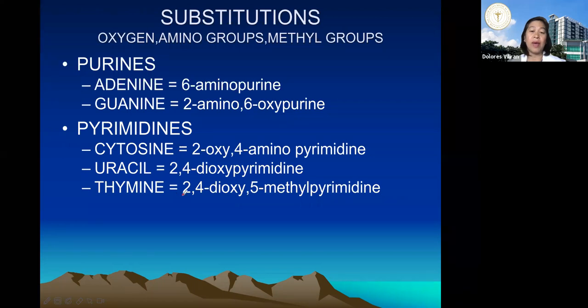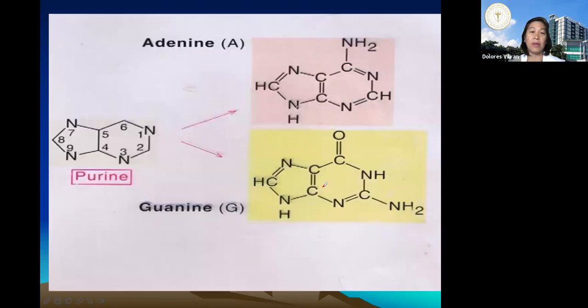For thymine, you add another methyl group on the 5th carbon to uracil, 2,4-dioxy-5-methylpyrimidine, then this time it is thymine. So you can differentiate one base from another base by knowing the groups attached on the rings mentioned for the purine and pyrimidine. So again, this is your purine with 2 rings.